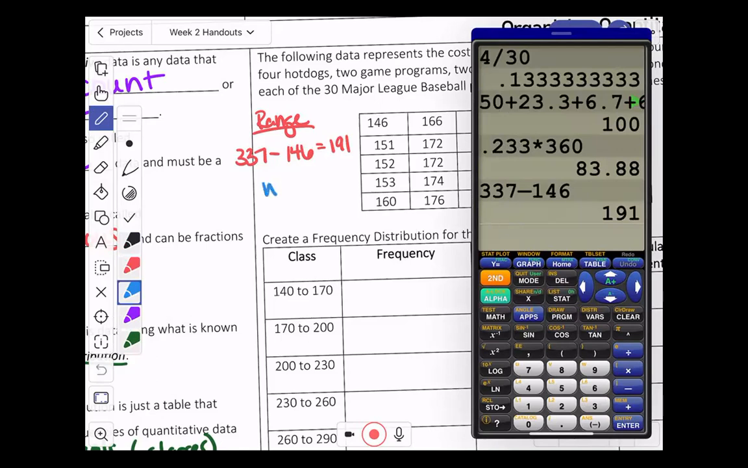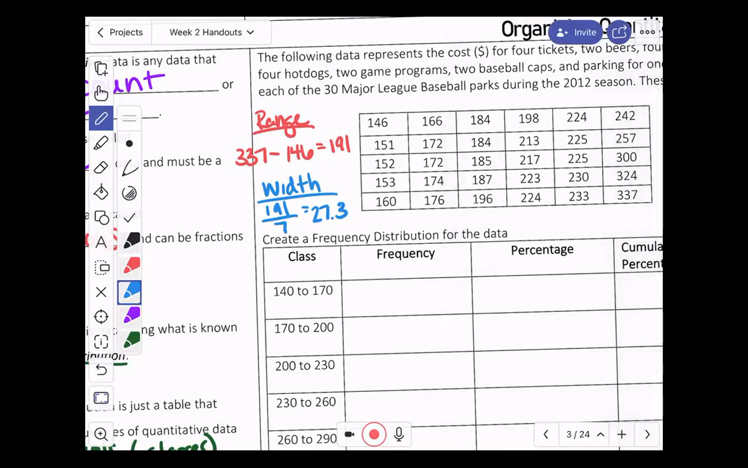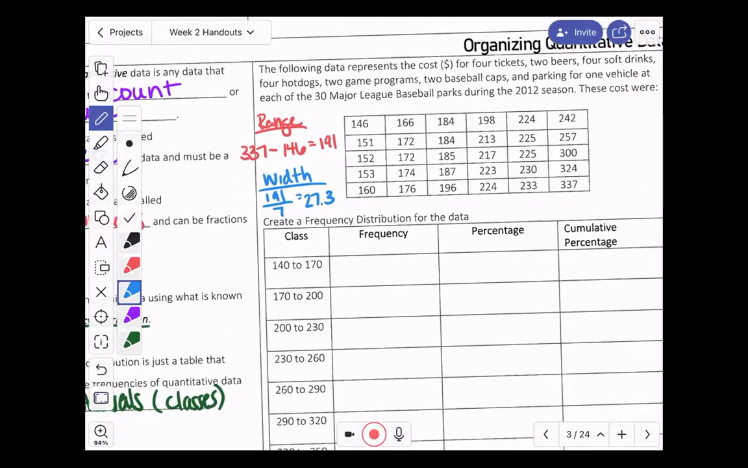I'm going to create what's called the width of each class. How big is each class going to be? So I'm going to take 191, the range, and divide it by 7. And I get approximately 27.3. So what that means is that in order to span, and when I talk about span, what that means is I want the lowest value to fall in the class, and I want the largest value to fall in the class. So to span the data set, I have to use an interval of 27.3.